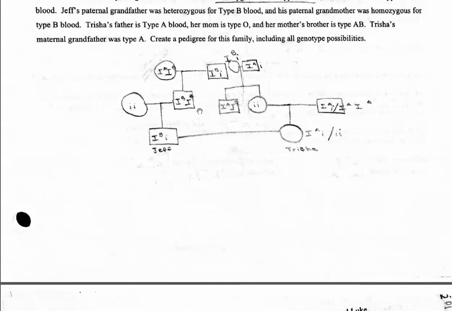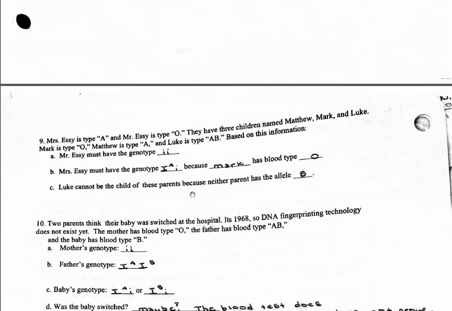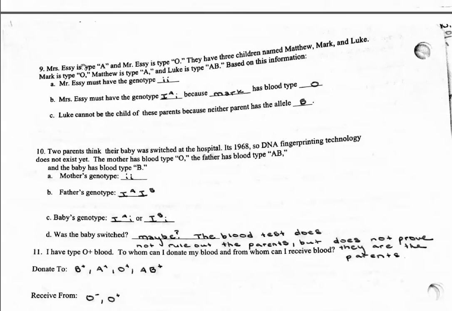Sorry about that. So their kid could either be big IB, big IA, so AB blood, could be IB, little i, so B blood, or they could be O. Or they could also just be straight A. So there are all those possibilities for their kids.